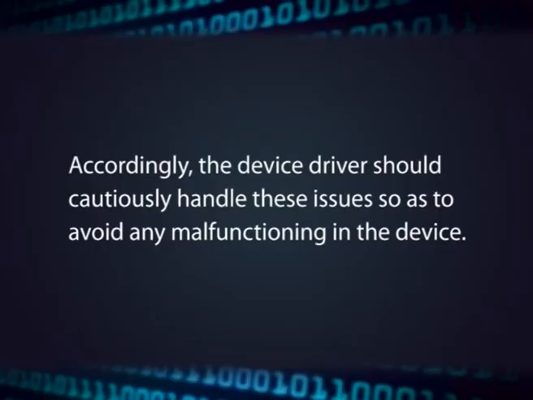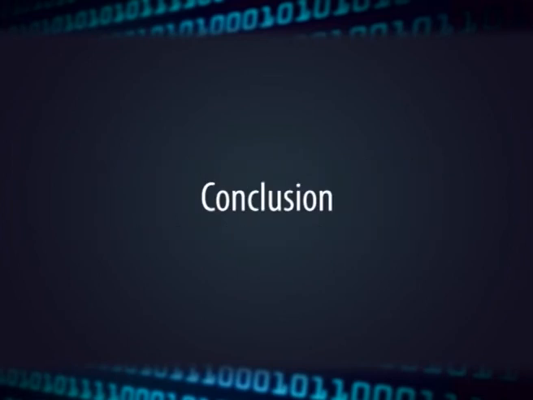For example, the device operations that affect the global resources, such as setting an interrupt line which could damage the hardware, such as firmware definitions, or that could affect other users, such as setting a default block size on a tape drive, are usually only available to the privileged users. Accordingly, the device driver should consciously handle these issues so as to avoid any malfunctioning in the device.